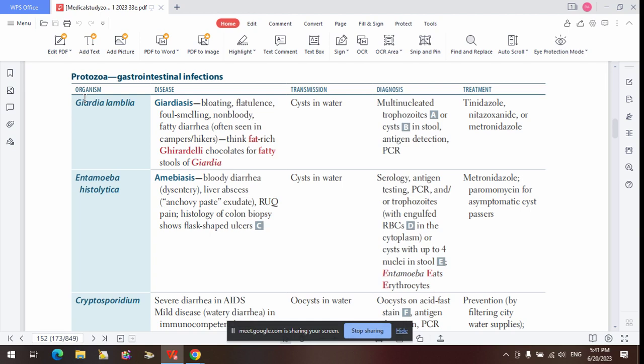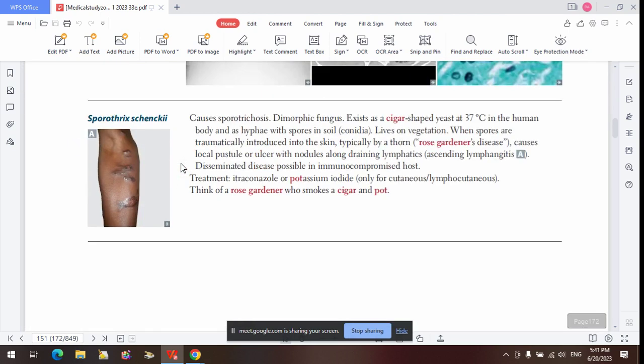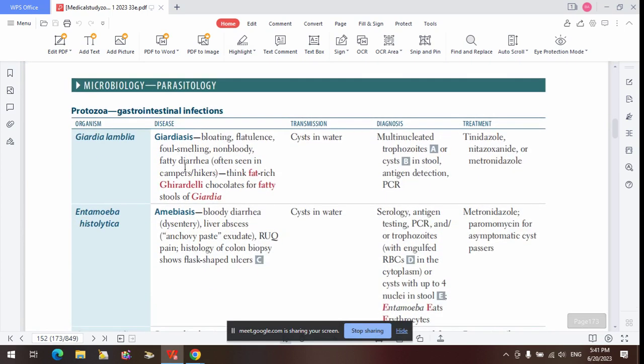So protozoa. I don't want you guys to worry much about the medication. They will not ask you. It's very rare for them, no medication. I've not really seen any question on medication like that. It's more of making the diagnosis. That's the major focus.